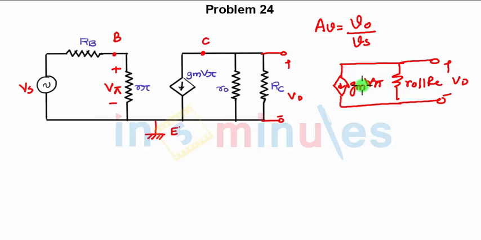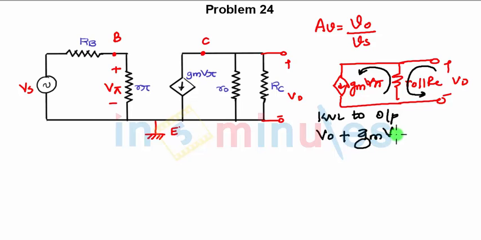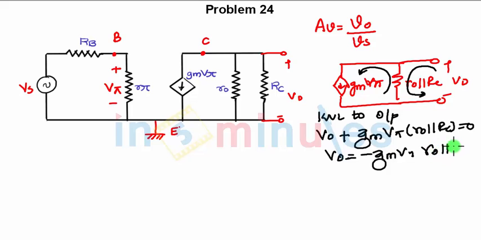Now in this case, the current flowing is in this way, and we are applying KVL from this point to this point. So when you apply KVL to the output, what will be the equation? VO minus, or we are going opposite to the direction of current, so plus GM V pi into RO parallel to RC equals 0. So you can write VO as minus GM into V pi, RO parallel to RC. You still don't substitute any values until you are left with only resistances or transconductance on the RHS.